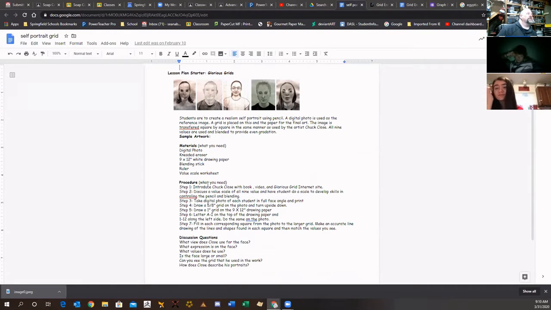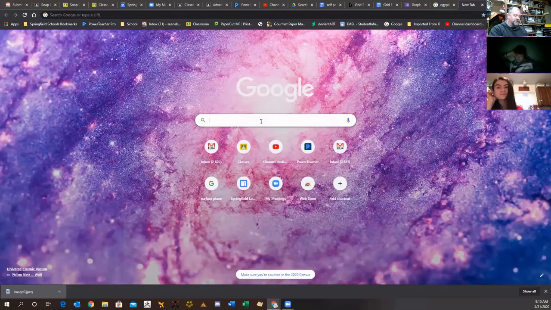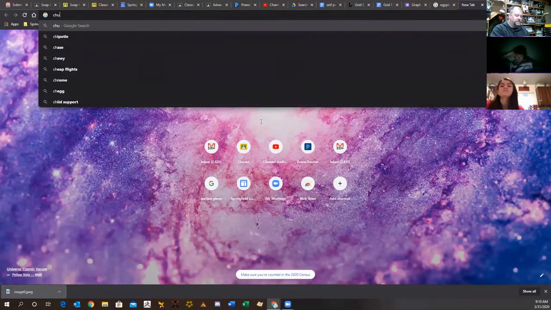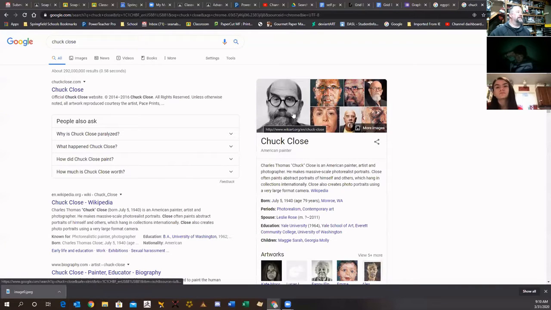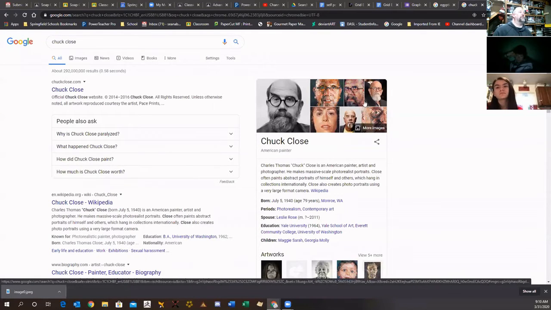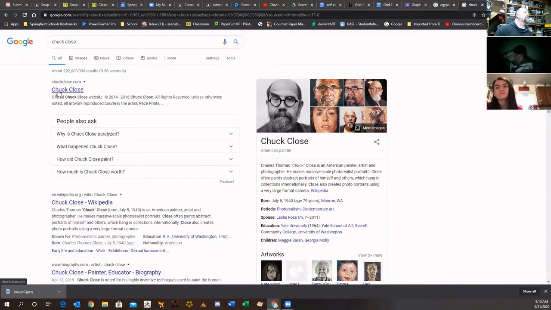There's the American artist Chuck Close. We're going to poke into him real quick. He is considered a photorealist. That's Chuck. That's Chuck now.